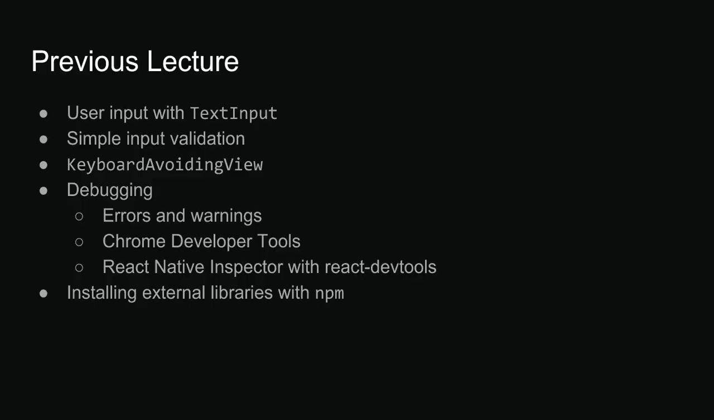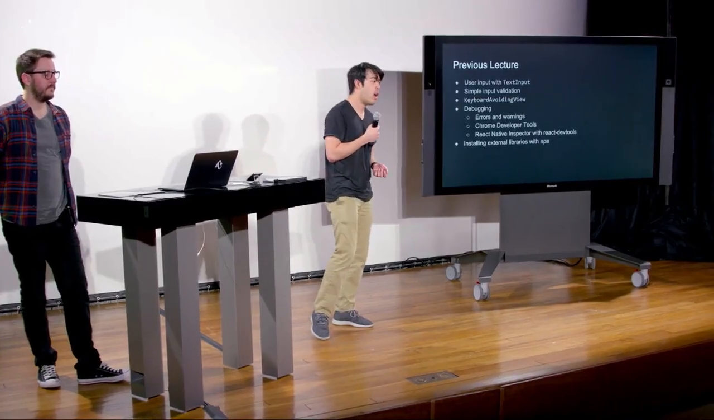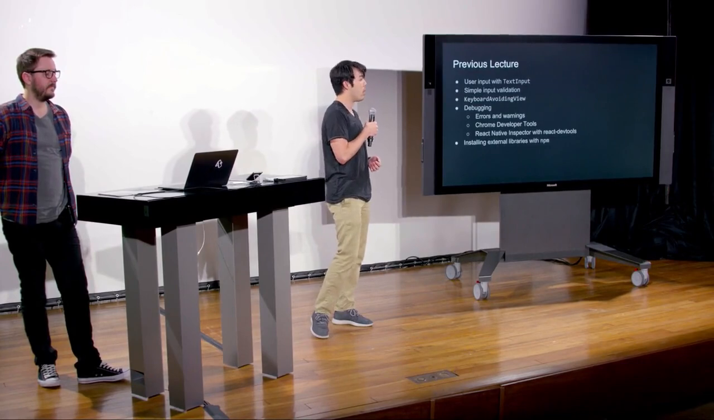We talked about some various debugging strategies, how to log errors and warnings. We talked about Chrome developer tools and how to send our JavaScript to be executed there rather than on the device itself. We talked about the React Native Inspector and React Dev Tools, two other ways of viewing the UI and to solve bugs that have to do with UI things. And finally, we talked about installing external libraries with NPM. And there I alluded to a library that we're going to start using called React Navigation.